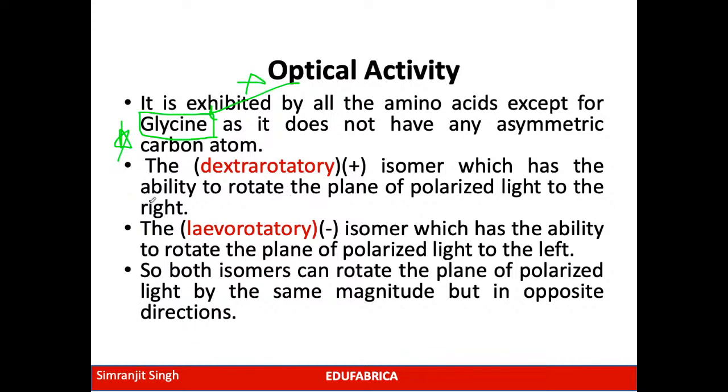So there are two types of optical activity: dextrorotatory and levorotatory. The dextrorotatory ones have the ability to rotate the plane of polarized light to the right. So if we put them in water or any mixture and the light is coming, it will move that light towards the right plane. And the levorotatory ones are those amino acids which have the ability to move the plane of polarized light to the left side. So both can rotate the plane of polarized light with the same magnitude but in the opposite direction.